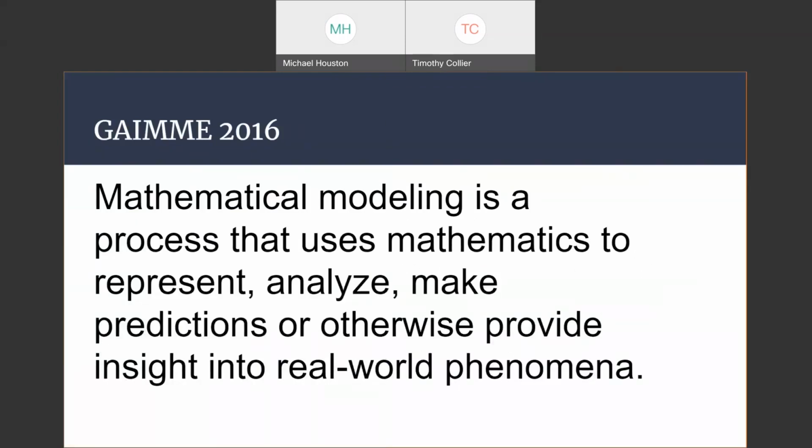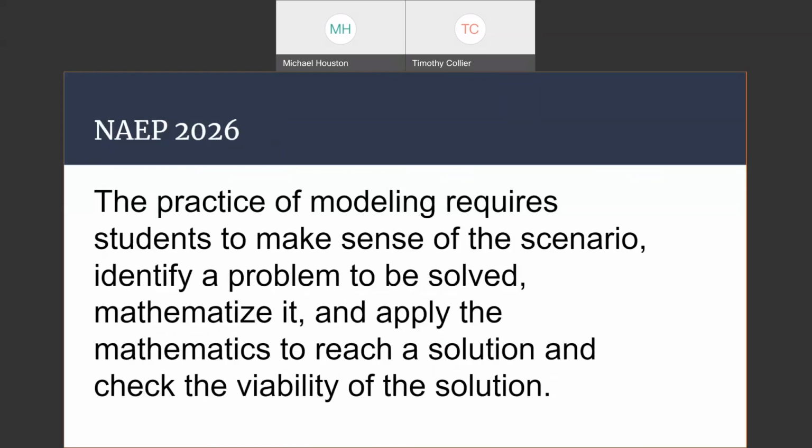So our next natural step is, we believe, that of mathematical modeling. We learned what modeling was as it was defined here in 2016 by this study. It's a process that uses math to represent, analyze, make predictions, or otherwise provide insight into real world phenomena. The point is that math, though it does exist in and to itself, the problems need some basis, some context in real world or something close to the real world.